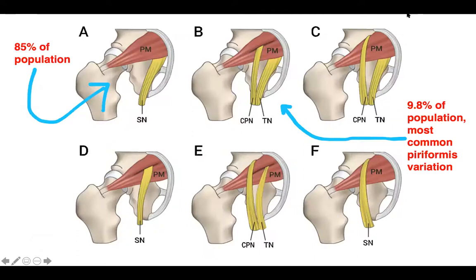This is a little piece of information I found interesting today. It was a study of piriformis syndrome. We see here in A the piriformis muscle and the sciatic nerve. 85% of the population that has piriformis syndrome looks like this. But there are 6 other types of piriformis syndrome, with different variations in which the piriformis muscle and the sciatic nerve basically entangle each other.